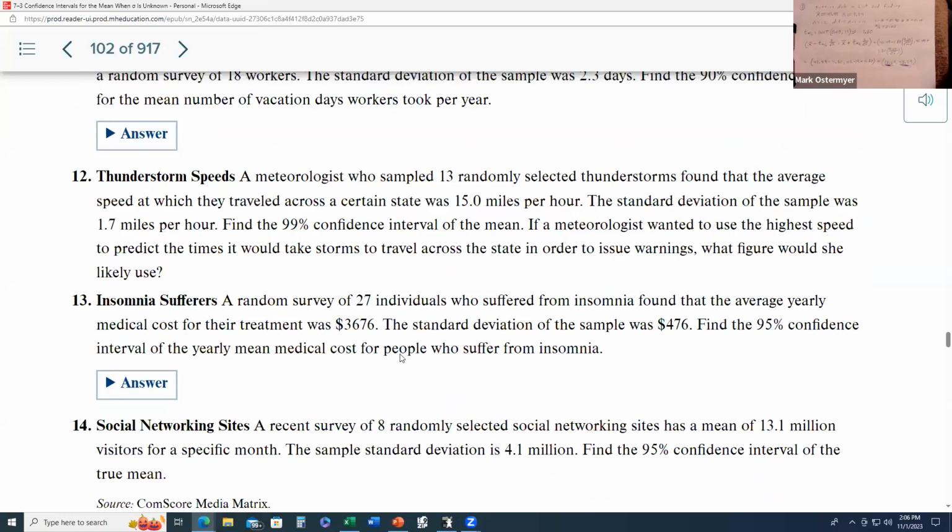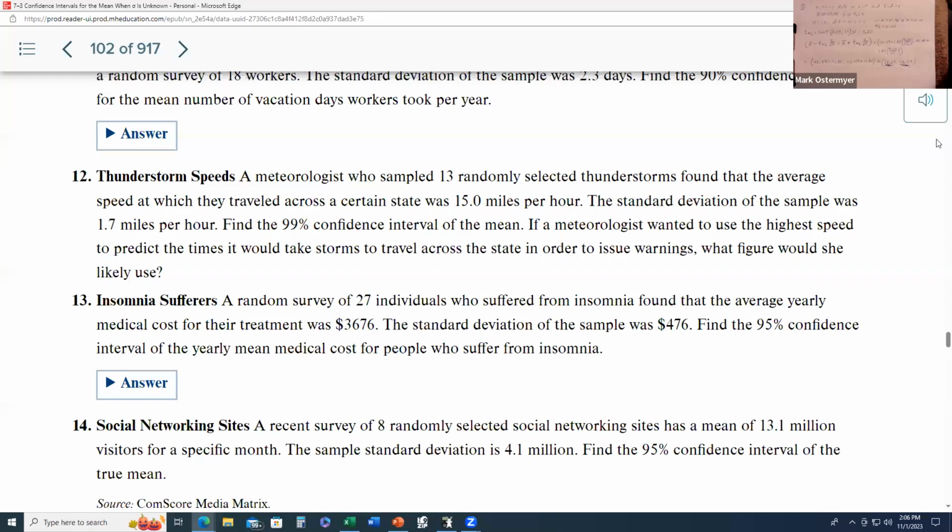Let's see here. Number 12. Now you can build this confidence interval using your T interval function on your calculator. You do not have to do this one manually. And then when you get done, make sure you answer the question that they're asking.